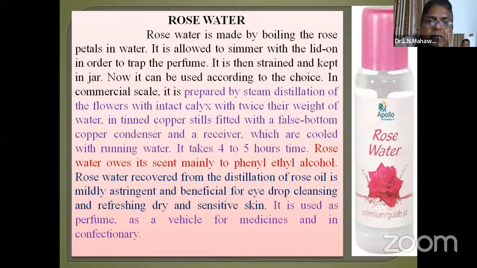On a commercial scale, it is prepared by steam distillation of the flowers with intact calyx with twice their weight of water. If we are taking 1 kg of flowers, then we have to take 2 liters or 2 kg of water in a tinned copper still fitted with a false bottom, copper condenser and receiver, which are cooled with running water, and it takes 4 to 5 hours. Once you start, it will take 4 to 5 hours for the rose water collection or distillation.